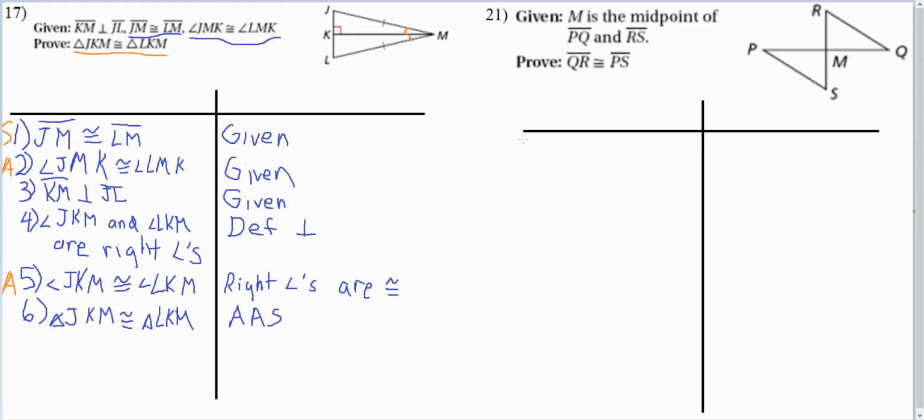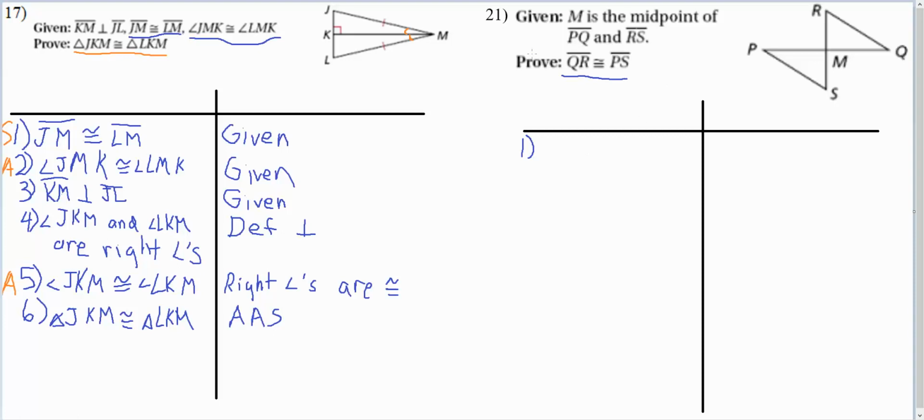Alright, so now on to our last proof. Notice that the prove is trying to prove a pair of sides. Well, what that implies is we're going to do some CPCTC. Corresponding parts of congruent triangles are congruent. And before we can prove CPCTC, we have to do like the last problem, prove congruent triangles, and we're going through the whole process of milestones again.